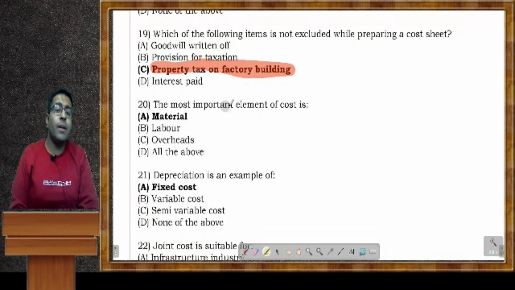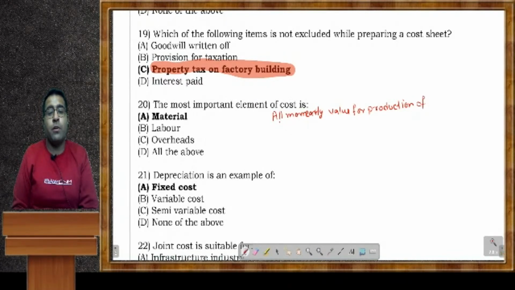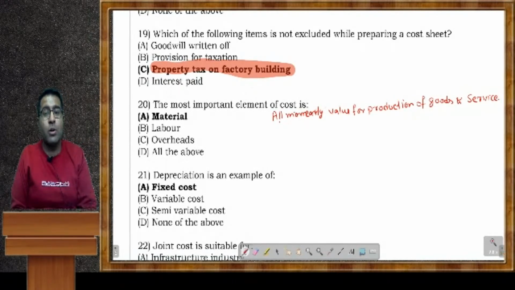The most important element of cost, when we are calculating cost of any product. So what do you mean by cost? All monetary values for production of goods and services. The total of all the monetary value of production of goods and services is regarded as cost.